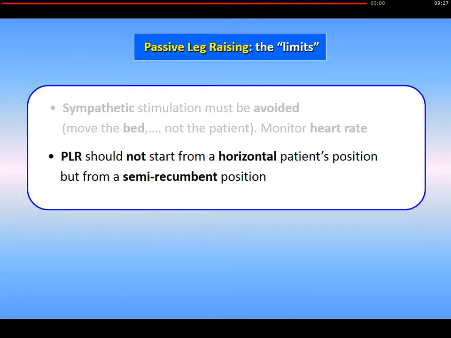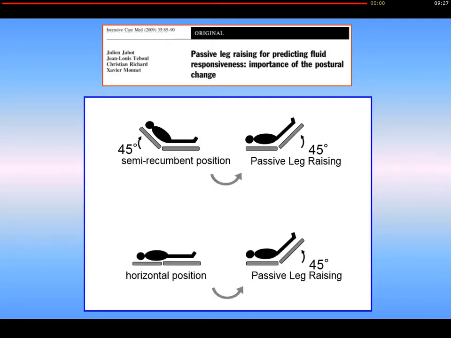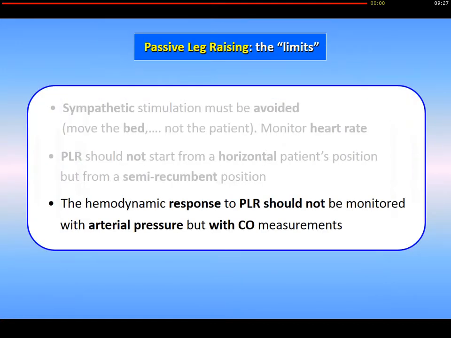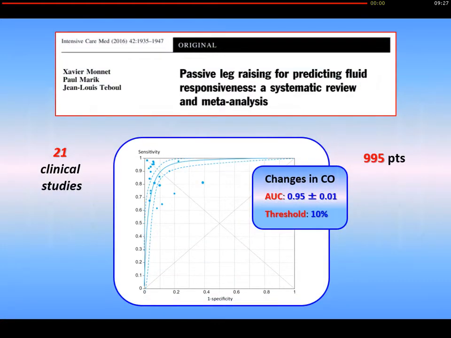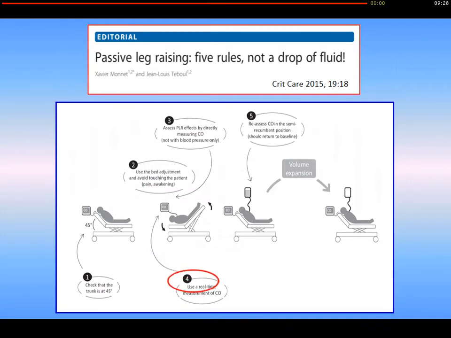Also, you should start from a semi-recumbent position, not from the horizontal position. This is what we confirmed in this study with Julien Jabot. And also, we should not monitor the effects on arterial pressure. It is better to use cardiac output, because as you can see, the area under the ROC curve for blood pressure was not as good as the area for cardiac output, only 0.77. It's not bad, but it's not excellent. And we need a real-time cardiac output monitor.